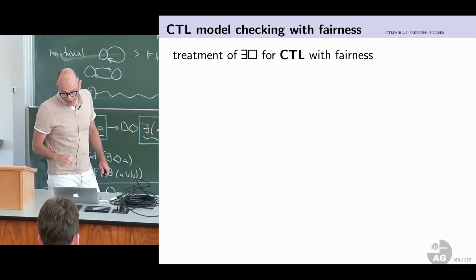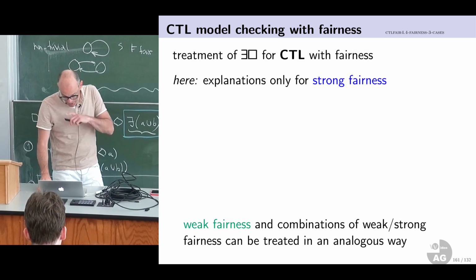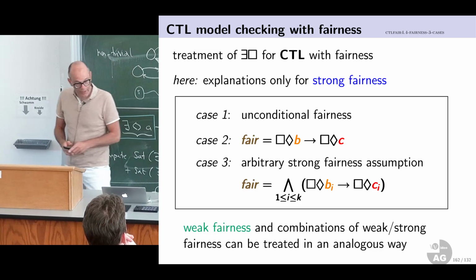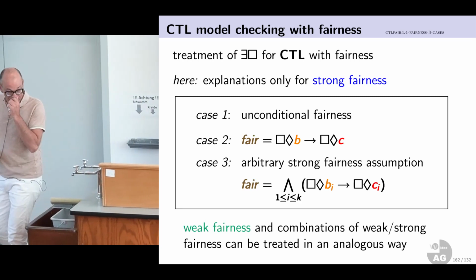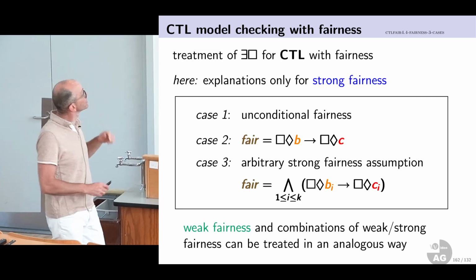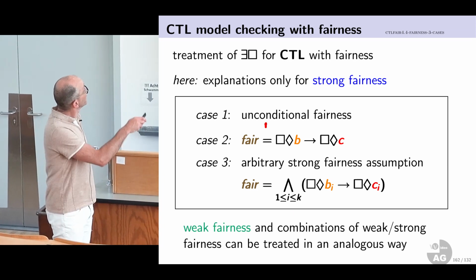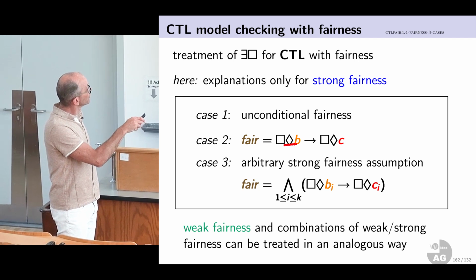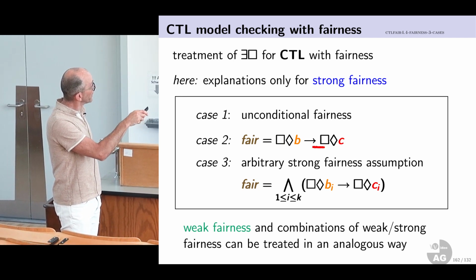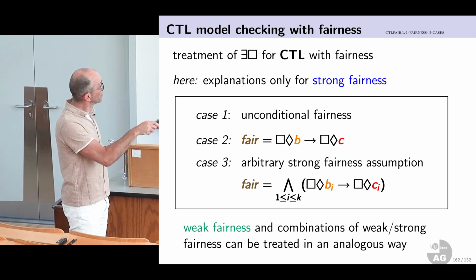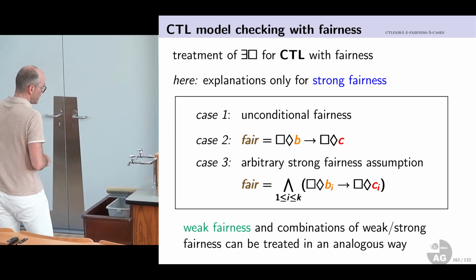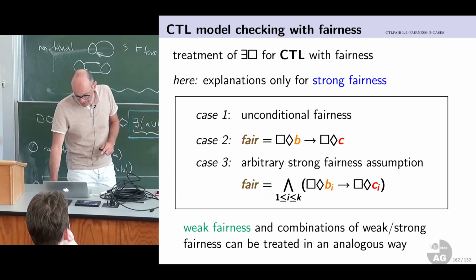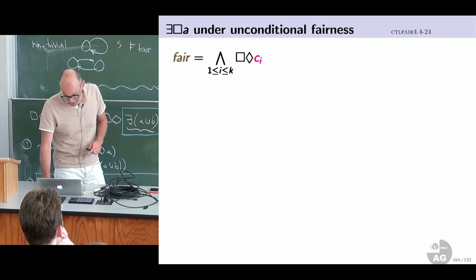The treatment of existential box for CTL with fairness is now as follows, and we only do this for strong fairness. And I'm going to provide the details for basically three simpler cases. The first case says unconditional fairness. Then we're going to consider one fairness assumption, so on the conjunction only of basically over k equals 1. And then we're going to check arbitrarily many by first looking at the case for 2 and then the case for arbitrarily many. Good. Unconditional fairness.